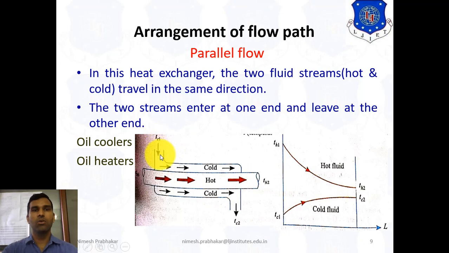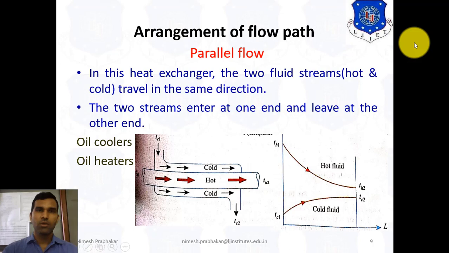So inlet cold water temperature is represented by TC1, and before this heat exchange, this temperature is low because this is cold water. And now due to this heat exchange, this temperature is increased like this, and this is TC2. That means the outlet temperature of cold water is TC2. So this is a graph of the parallel flow heat exchanger.